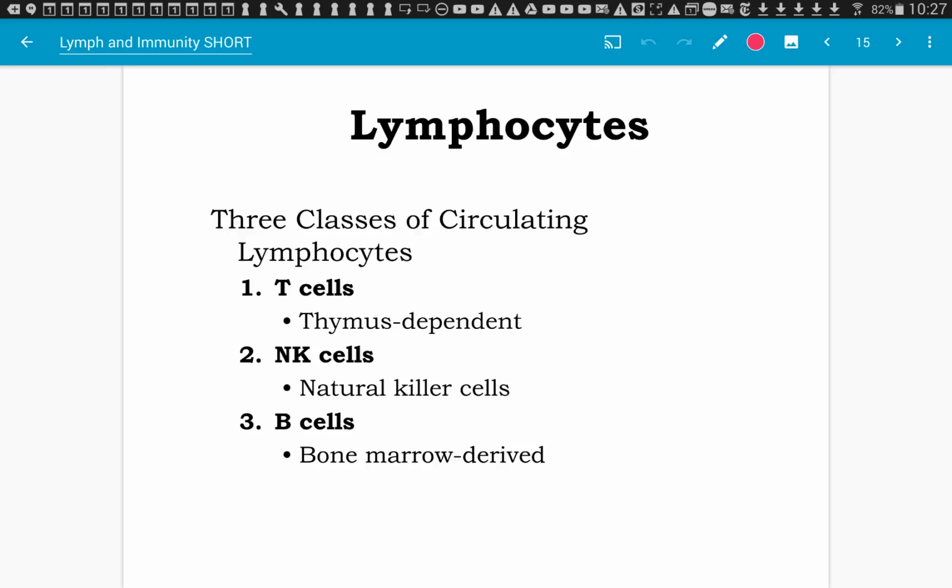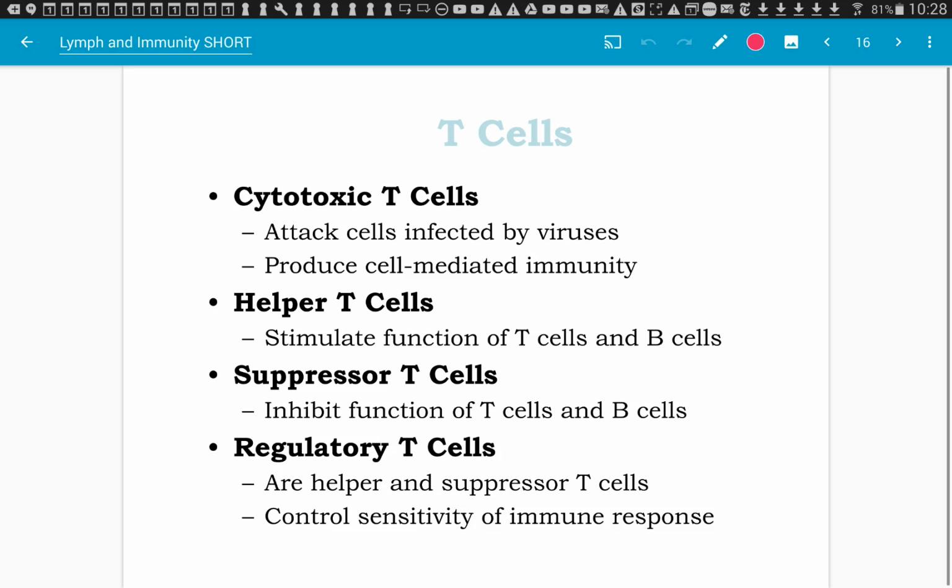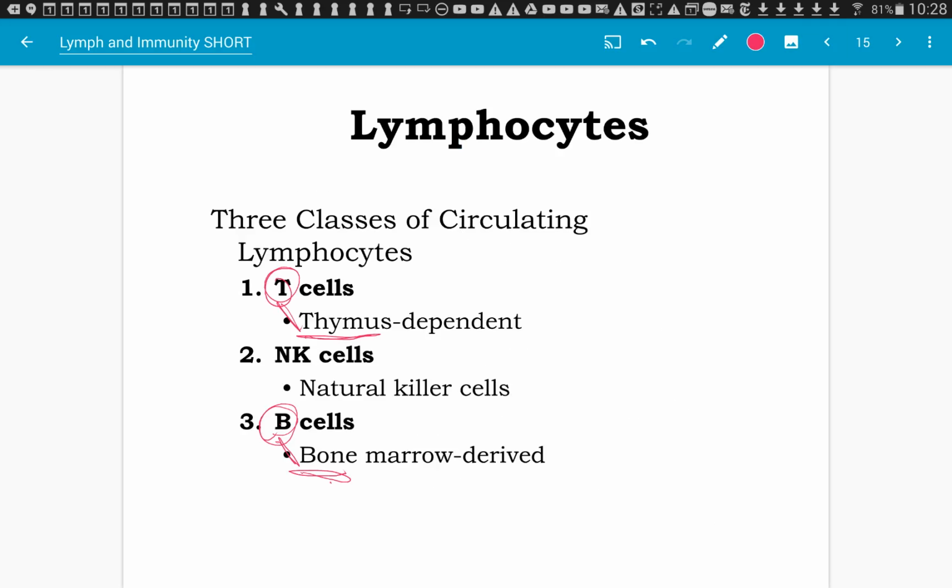Okay, lymphocytes. Different types of white blood cells, or lymphocytes specifically, that you'll find. So there are 3 classes of lymphocytes. You have T cells. T cells are dependent on the thymus, so T for thymus, okay? Natural killer cells, we like those. Those are our 007 cells. And then B cells come from the bone marrow, so B for bone. T for thymus. That should help you remember where they develop. So, back up again, there are 3 categories: T cells, natural killer cells, and B cells.